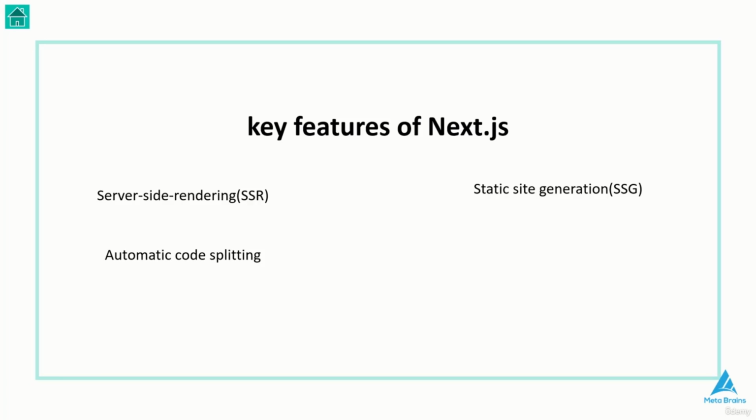This means that your application code is split into smaller chunks that are only loaded when they are needed. This can improve the performance of your application by reducing the amount of code that needs to be loaded on each page load. Built-in routing. Next.js comes with a built-in routing system that makes it easy to create and manage your application's routes. The last key feature of Next.js is image optimization. Next.js includes a number of features for optimizing your application's images, such as lazy loading and image compression.